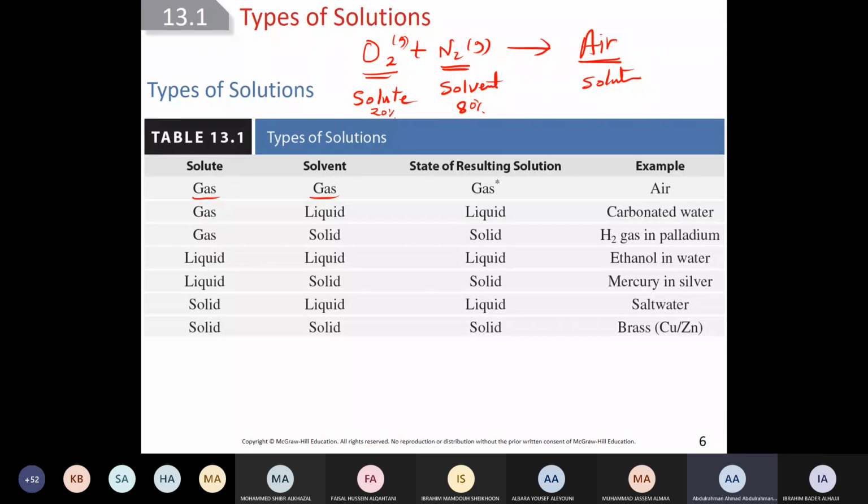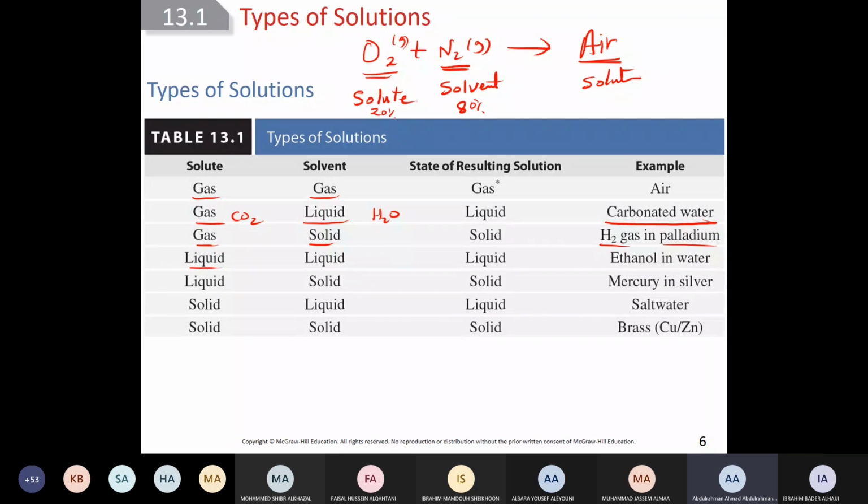Give me an example of gas and liquid. I'll give it to you right away: soft drinks. CO2 in H2O is called carbonated water, and this is available in all the soft drinks that you're drinking. Give me an example of gas and solid. That's not important: hydrogen and palladium. The hydrogen goes into palladium when it's solid.